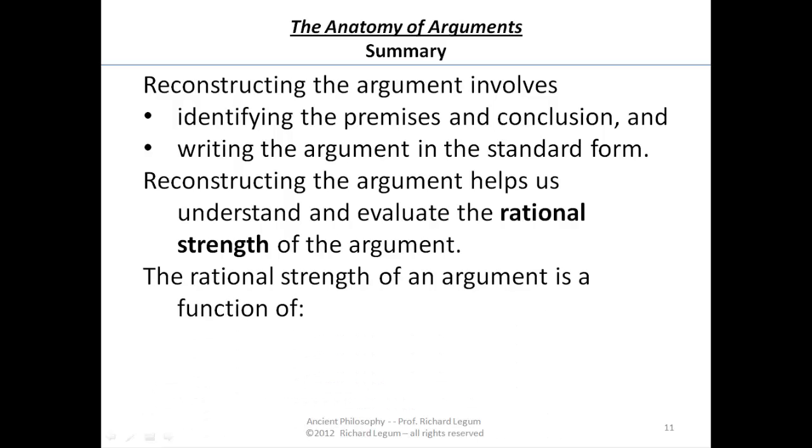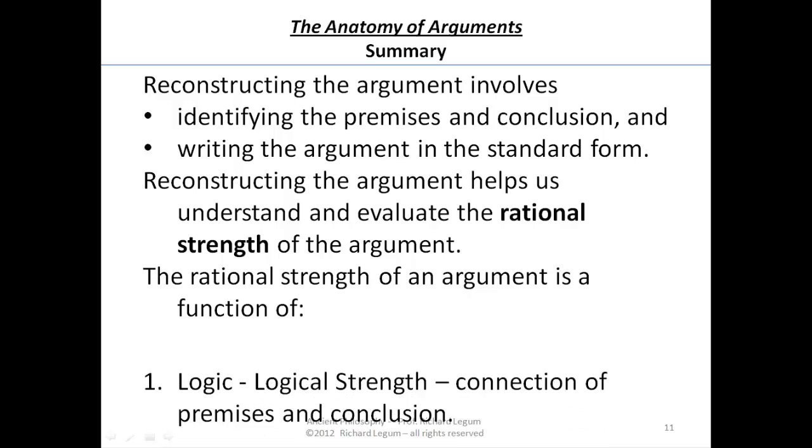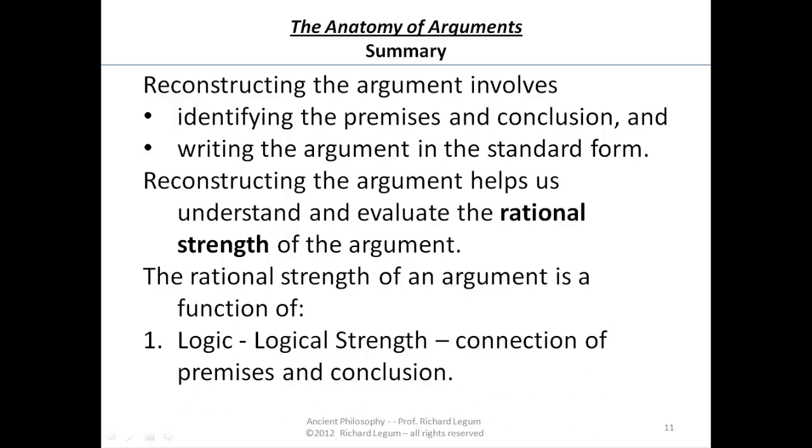And rational strength of an argument is a function of logic, the logical strength of the connection between the premises and the conclusion. Are the premises and the conclusion related in the right way? And that doesn't mean were they spoken or written in the right order. After all, in figuring out the argument, we figure out what the conclusion is, and one of the premises. Sometimes it's not so easy.